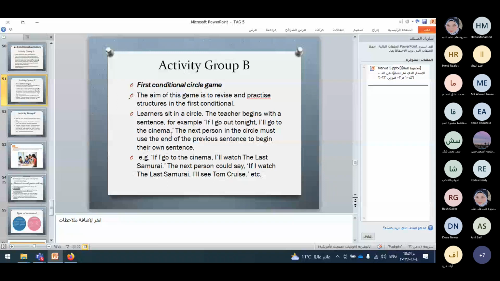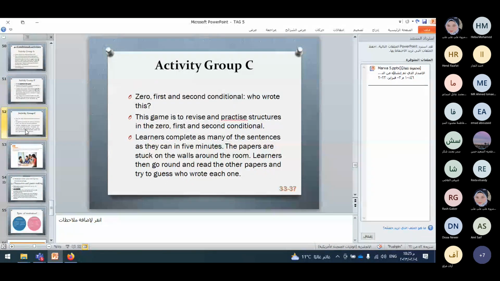Okay, this is a fun activity and a wonderful activity for practicing the first conditional. And please try it in your classes. It's called the first conditional circle game. We have activity number C. Let me tell you about it. To practice the zero, first and second conditional. It's called Who Wrote This. You can do it inside the classroom on the walls of the class.